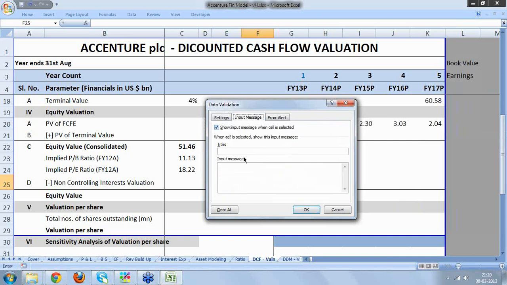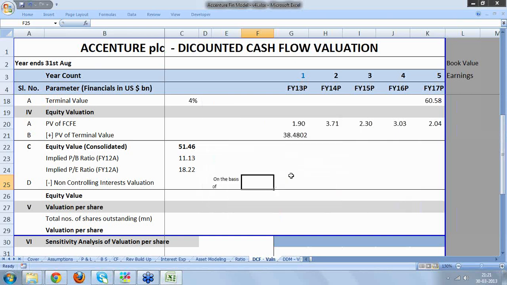It will say, okay, I want an input message. So it should say, attention, please don't type, choose from drop down. Error: wait, don't type, choose from menu. So I'll say okay. Here someone has to come and choose one thing. So it's a book value.